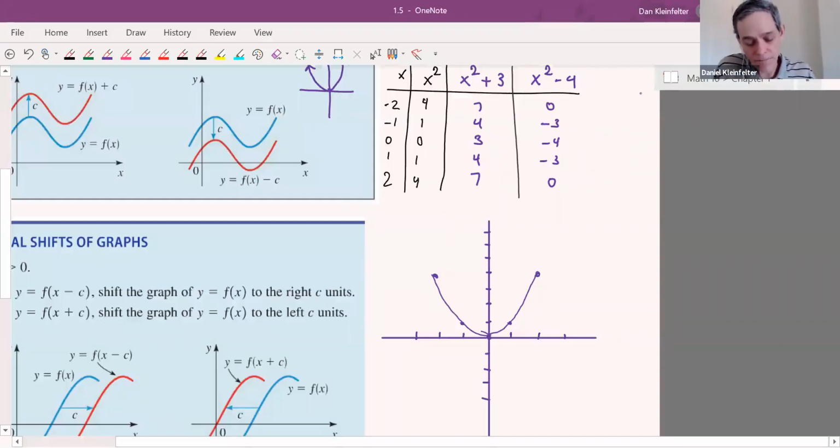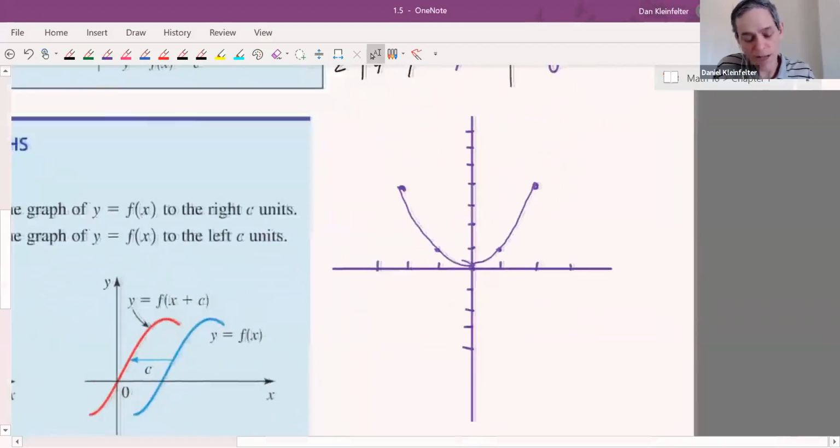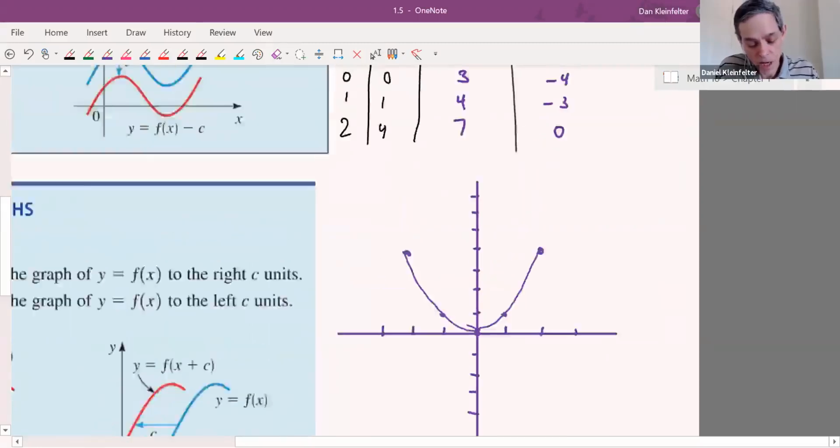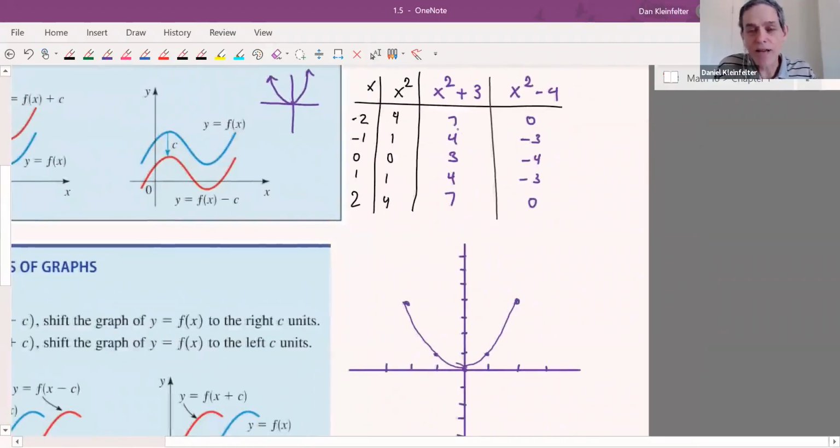Down below here, I've produced the graph of y equals x squared, or at least a piece of it. I've only graphed it from -2, 4 to 2, 4. Of course, the graph realistically would keep going upward, but I'm not going to draw that part just to keep our graph a little bit simpler looking. I want to add to the graph x squared plus 3. So let's do that. I'm going to do that in blue, so let me color code that.